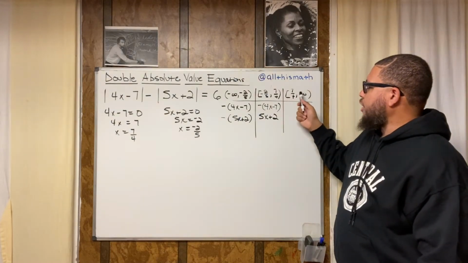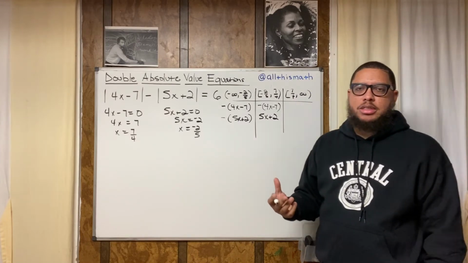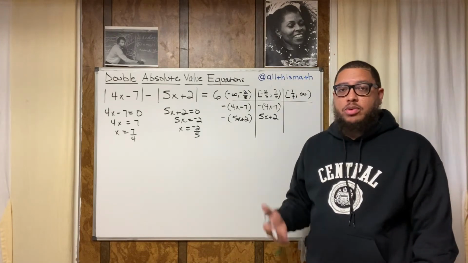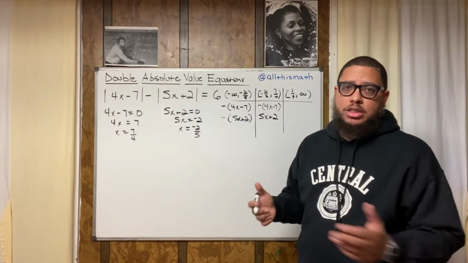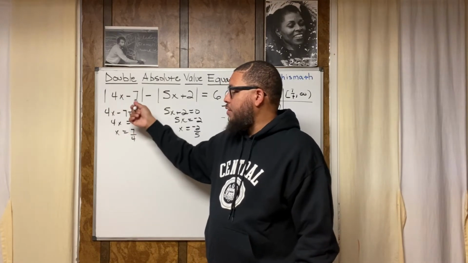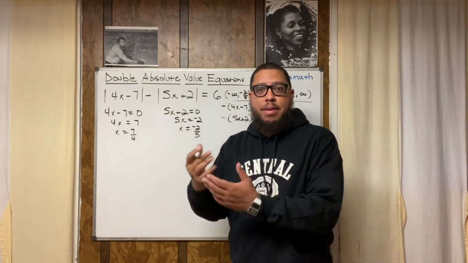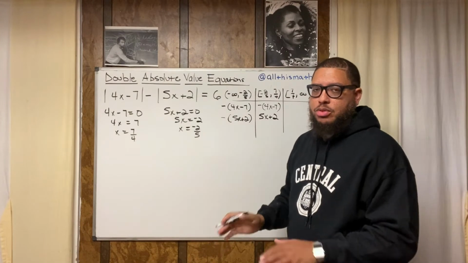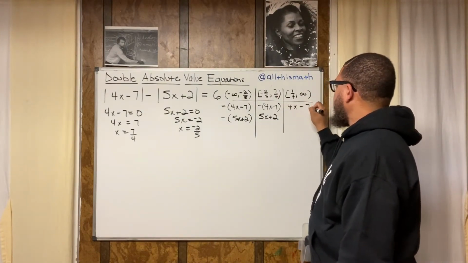We need a value that's between 7/4 and infinity. So 7/4 I know as a mixed number is 1 3/4. 1 3/4 is a little less than 2. So I know 2 is in this interval. So I'm going to use 2. And you can use any number you want as long as it's within the interval. So I plug in 2 for 4x minus 7. 4 times 2 is 8. 8 minus 7 is positive 1. So I got a positive. So when you get a positive, you just keep that same expression. You don't make it negative. All right? So I'm going to just have 4x minus 7.